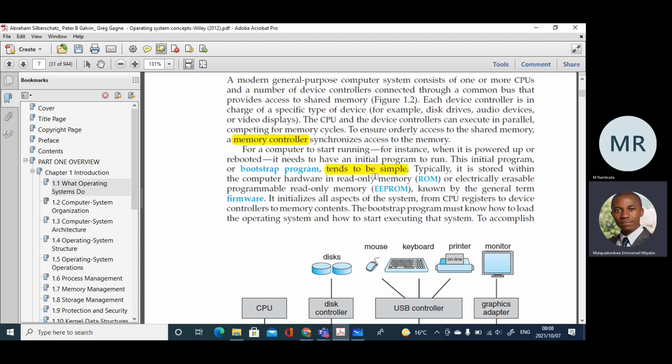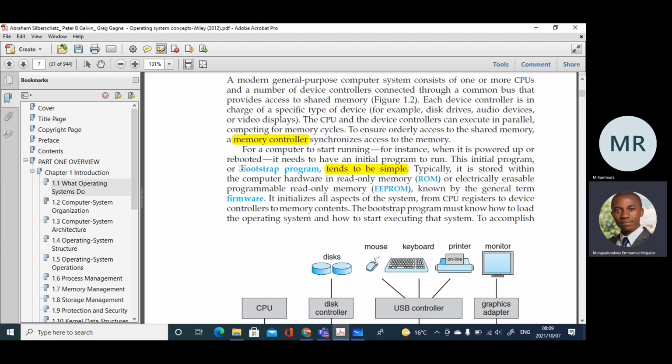Why does the bootstrap program have to be stored in ROM? Because if you lose the startup program, the bootstrap program, then the computer will not start up because it won't have its different aspects initialized. So it's a very critical type of program, but it's a sub-program, let me call it like that, because it forms part, at the end of the day, of what we call system programs, which are part of the operating system.